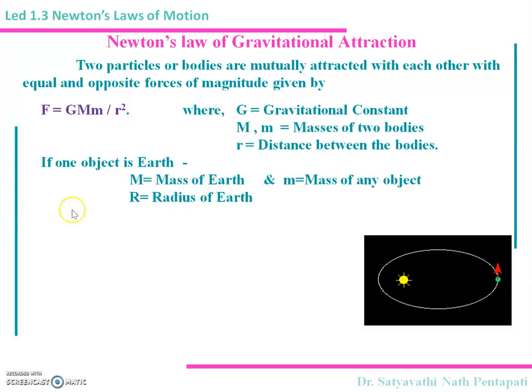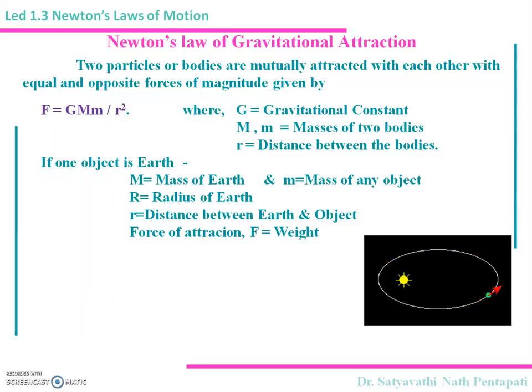We know r is the radius of earth. We can assume capital R is the radius of earth. Small r is the distance between earth and the object. Then the total distance between the earth and the object will become R plus r. Then we can rewrite the law as W equals GMm upon R plus r whole square.